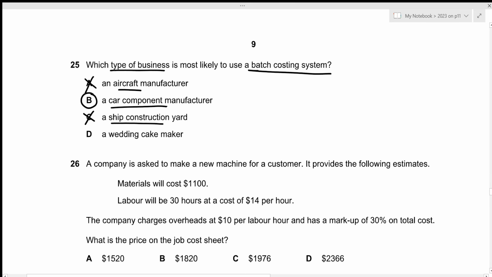That's incorrect. And the fourth one is a wedding cake maker. So for a wedding cake maker, the designs will be given to them weeks ahead of time, right? They have to work on each unique design according to what the couple wants, right? So again, there can be no mass production or batch system for a wedding cake. So that's incorrect as well.